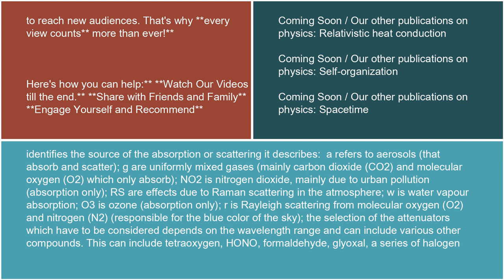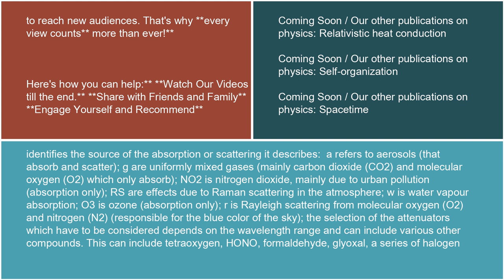A refers to aerosols that absorb and scatter. G are uniformly mixed gases, mainly carbon dioxide, CO2, and molecular oxygen, O2, which only absorb. NO2 is nitrogen dioxide, mainly due to urban pollution, absorption only. RS are effects due to Raman scattering in the atmosphere. W is water vapor absorption. O3 is ozone, absorption only. R is Rayleigh scattering from molecular oxygen, O2, and nitrogen, N2, responsible for the blue color of the sky.